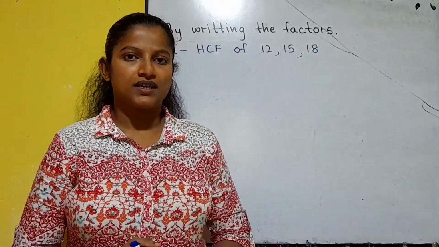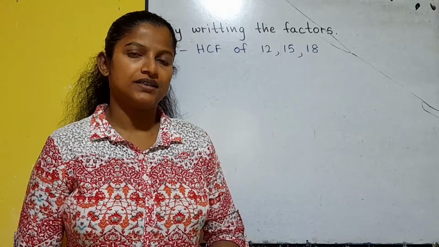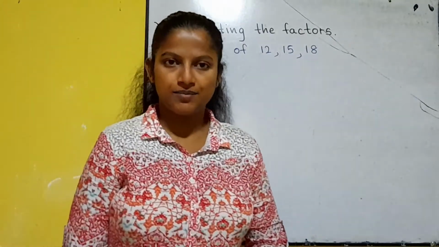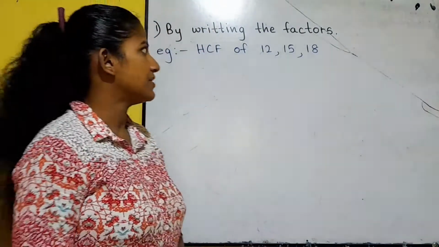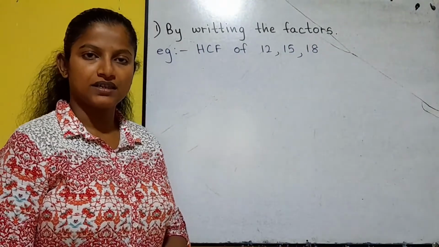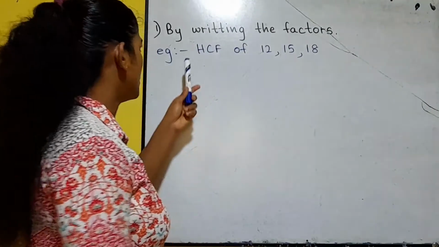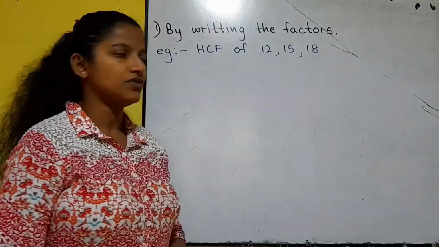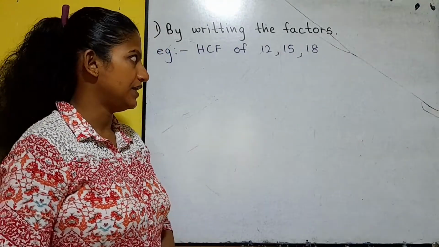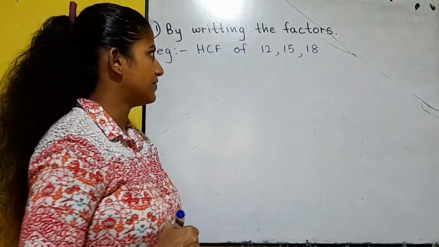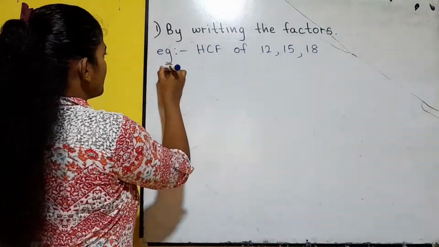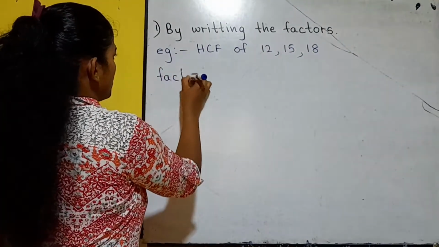Now we will study the methods of finding the HCF. There are three methods. The first method is by writing the factors of the given numbers. This is the primary method. So we are going to find the HCF of 12, 15 and 18. First we will write the factors of 12. What are the factors of 12?